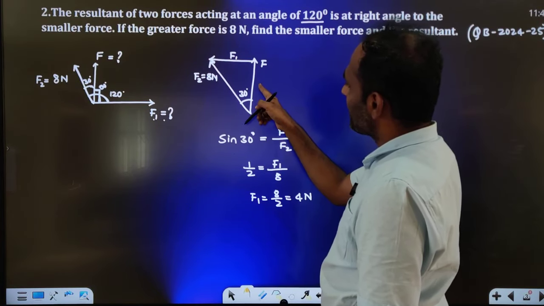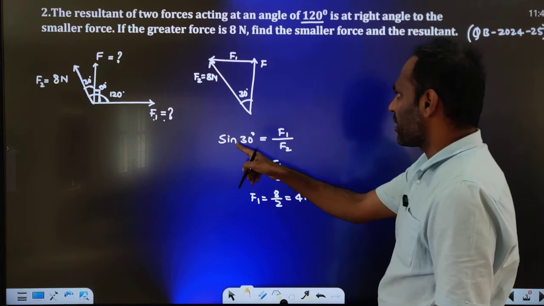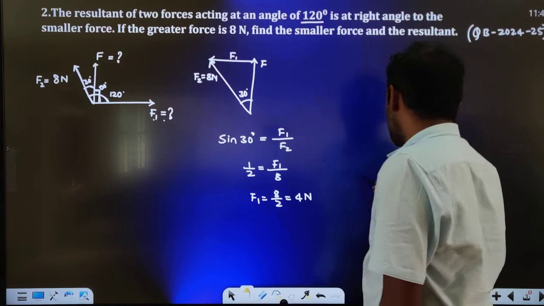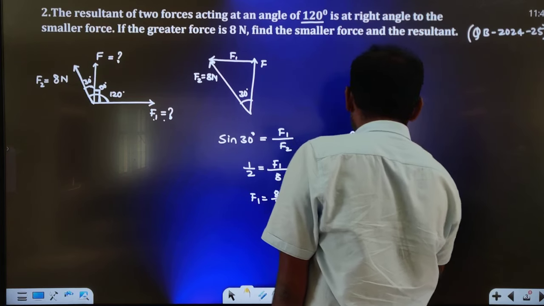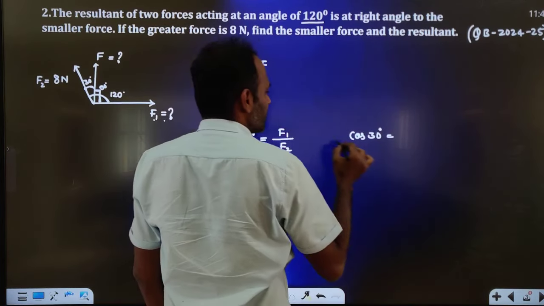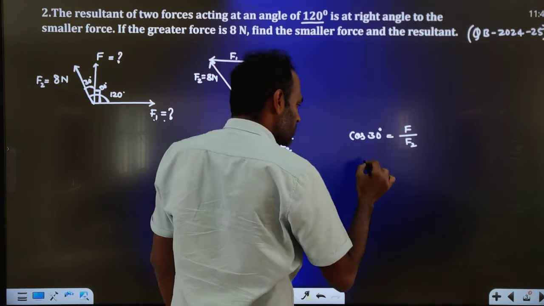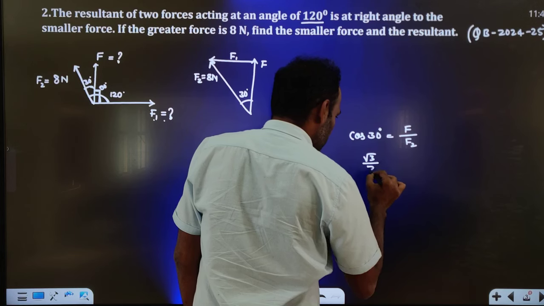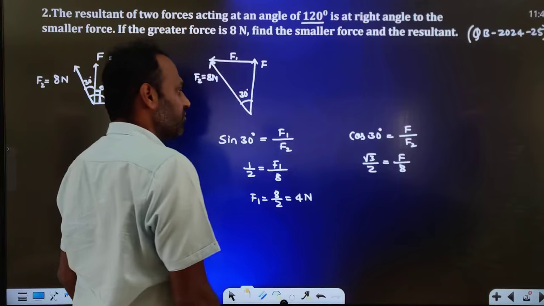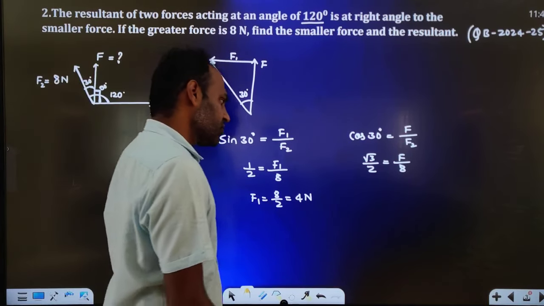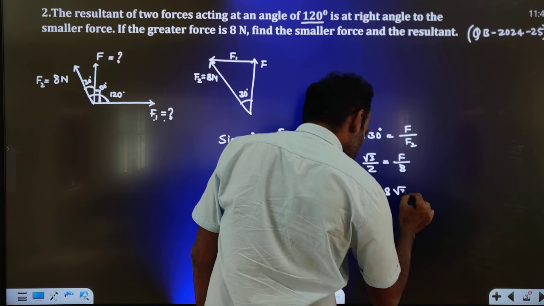This is the adjacent side of the triangle. When you need the opposite side, apply sin; since the adjacent side is needed, apply cos for that angle. So cos 30 degrees is equal to adjacent side F divided by hypotenuse F2. Cos 30 degrees is root 3 by 2, equal to F divided by F2, which is 8 Newton.